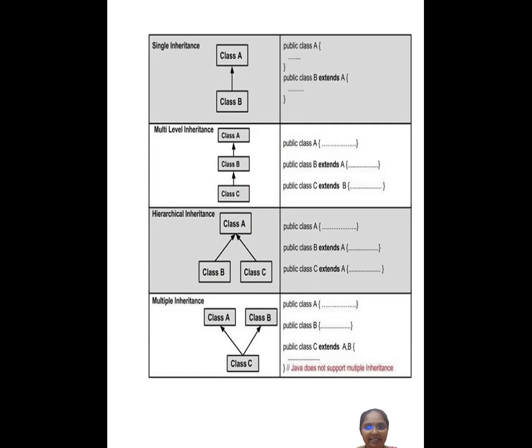Here my derived class is B. Public is the access specifier keyword, class is a keyword, B is my derived class name, extends is the keyword for inheritance, and A is my parent class name. Whatever elements are present inside class A can automatically be used under B. For example, I can create an object of B and access the features of A through B itself. This concept is what we call single inheritance.